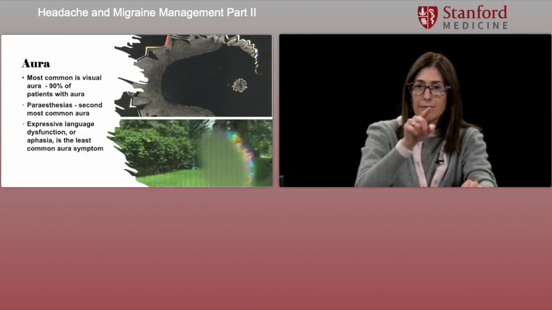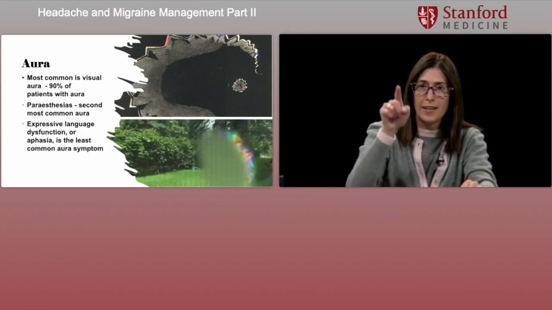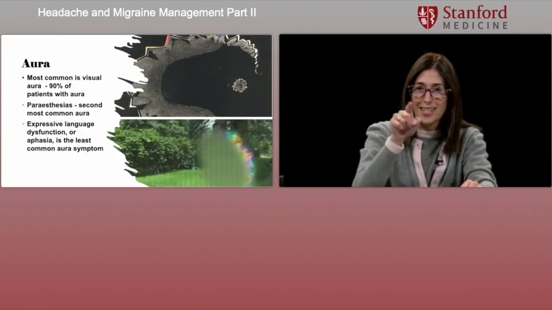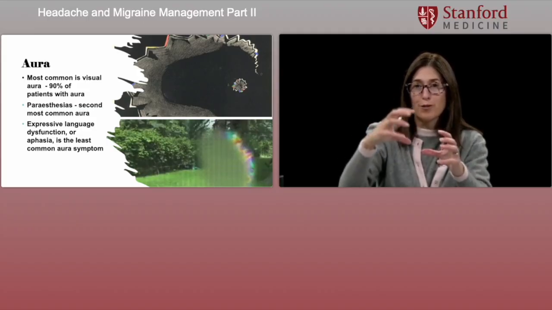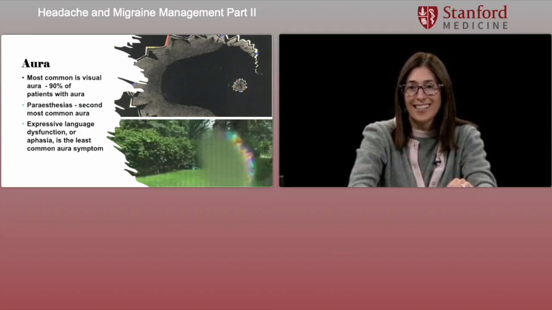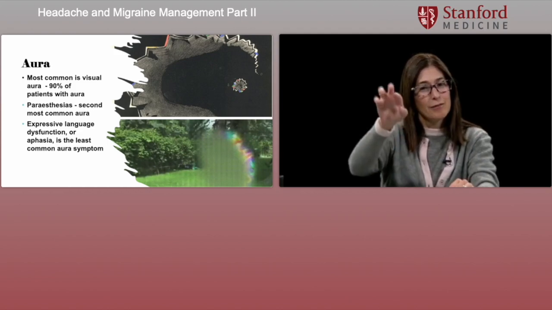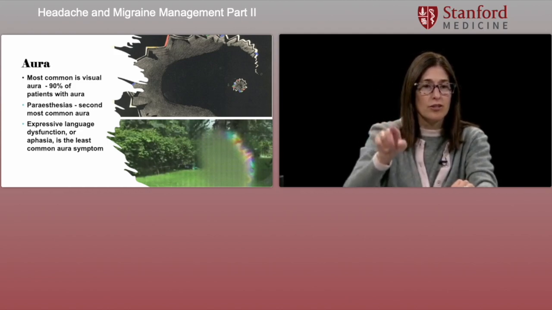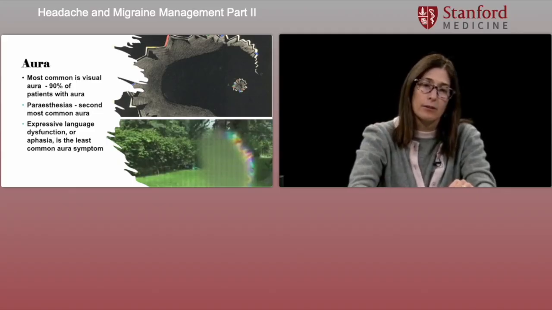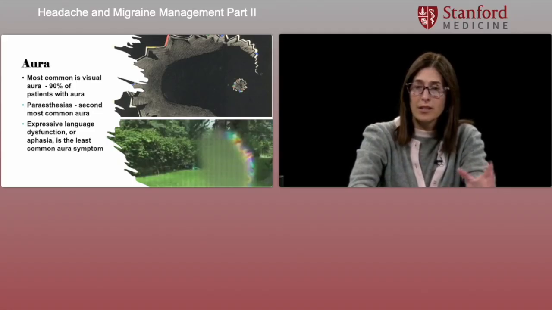Sometimes they see something we call a fortification spectrum, because it looks like a fortification wall that was built around old cities in the medieval ages. And then the little blurry vision spot with a little bit of different colors in the periphery is often a common aura that people experience. Most patients have visual auras.